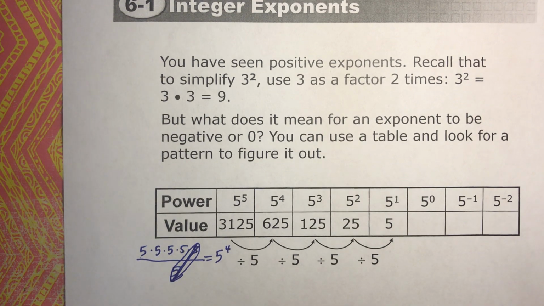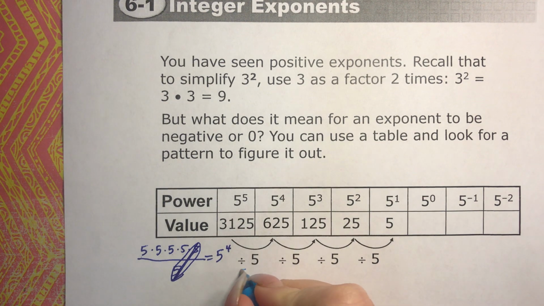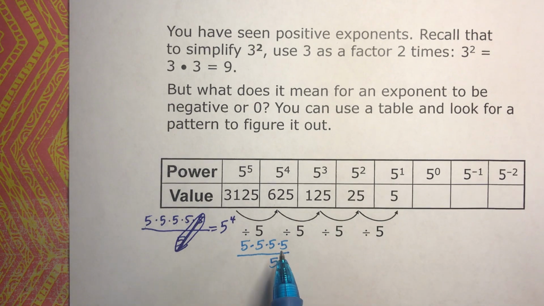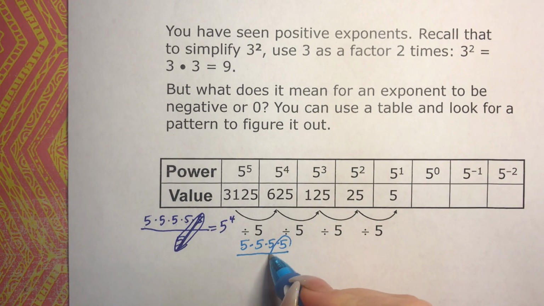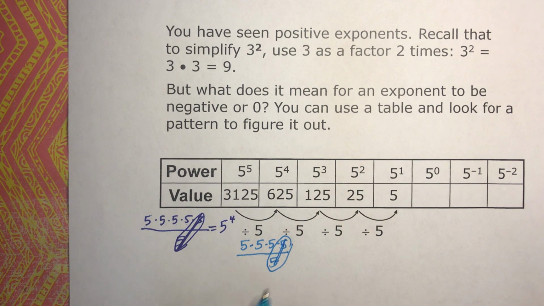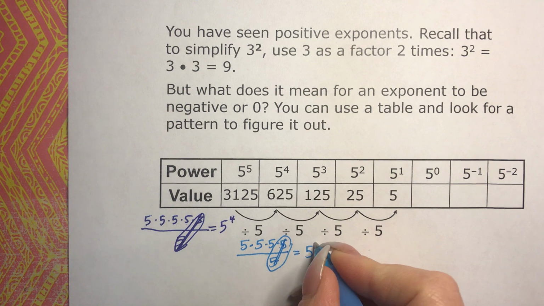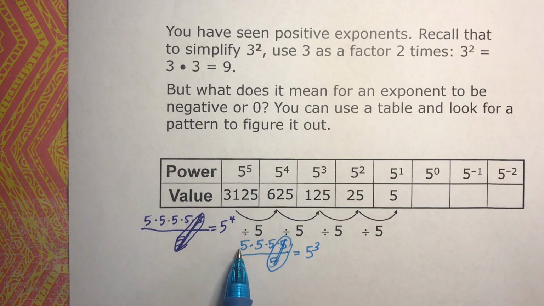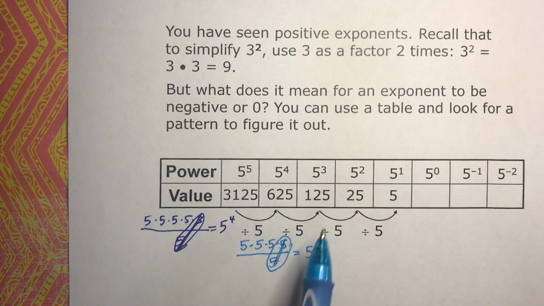Well, 5 to the 4th power is the same thing as 5 times 5 times 5 times 5, right? And then we divide that by 5, right? What happens? Well, 5 divided by 5 is 1. And what are we left with? 5 times 5 times 5, which is 5 to the 3rd power. So when we divide 5 to the 4th by 5, we end up with 5 to the 3rd.